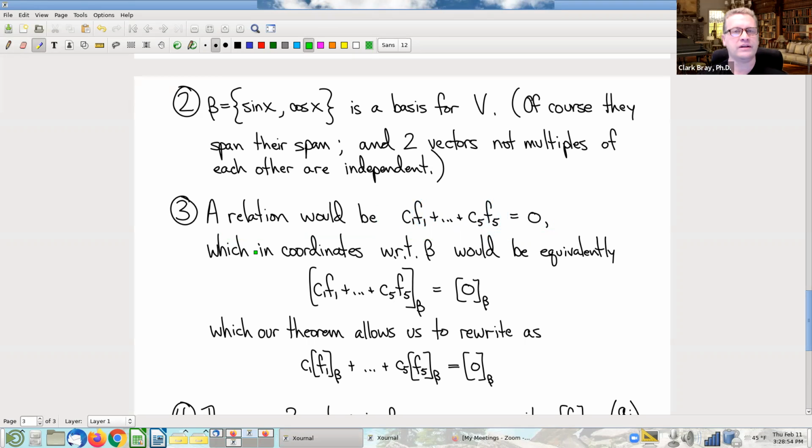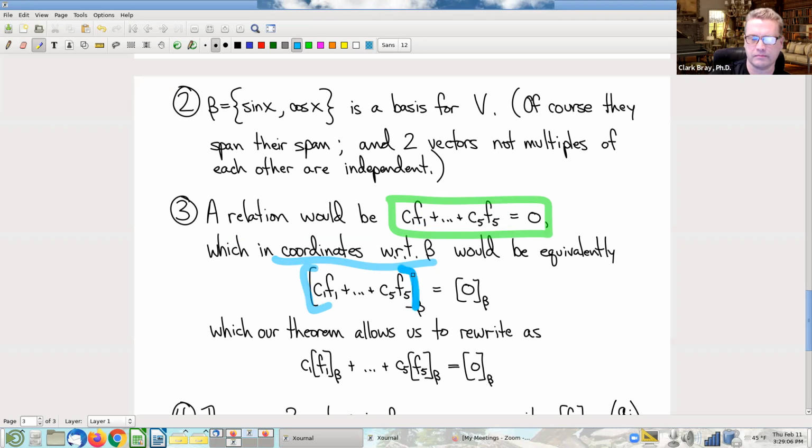So I'm looking at this equation here, and where do I go with it? I'm going to take advantage of our new theorem. Our new theorem is about coordinates. So we're going to take our equation that we're actually interested in. We're going to look at coordinates with respect to beta. Notice that's all we did here. I just took what I have in the previous equation. I just took coordinates on both sides with respect to beta.